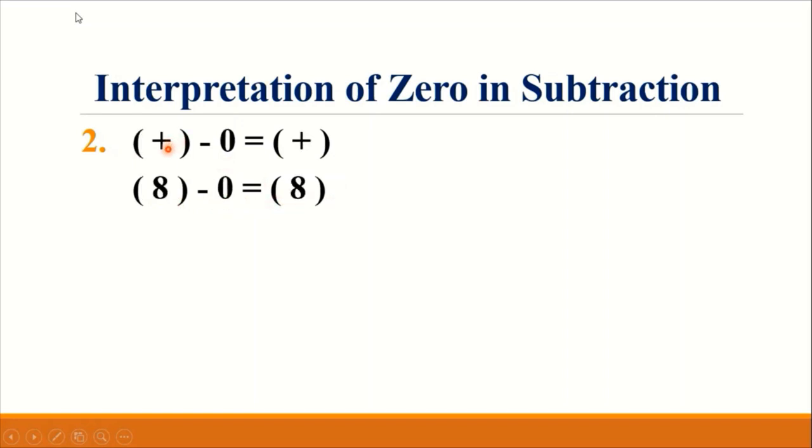When 0 is subtracted from any positive number, answer will be always positive. For example, 8 minus 0 is equals to 8.